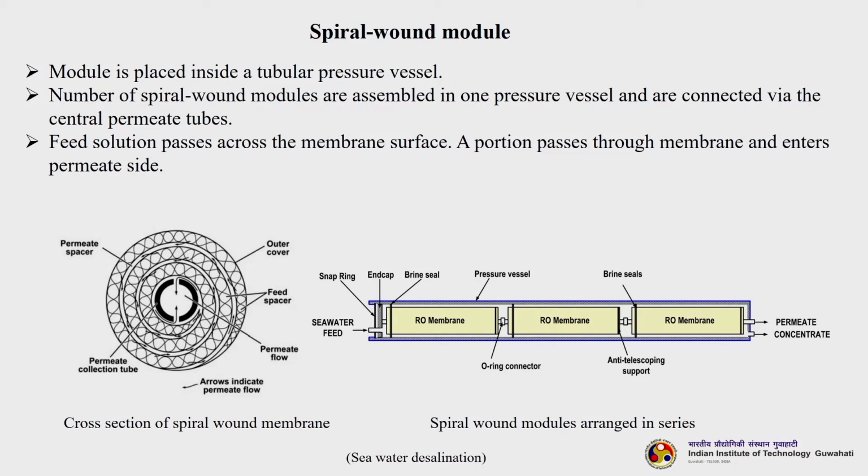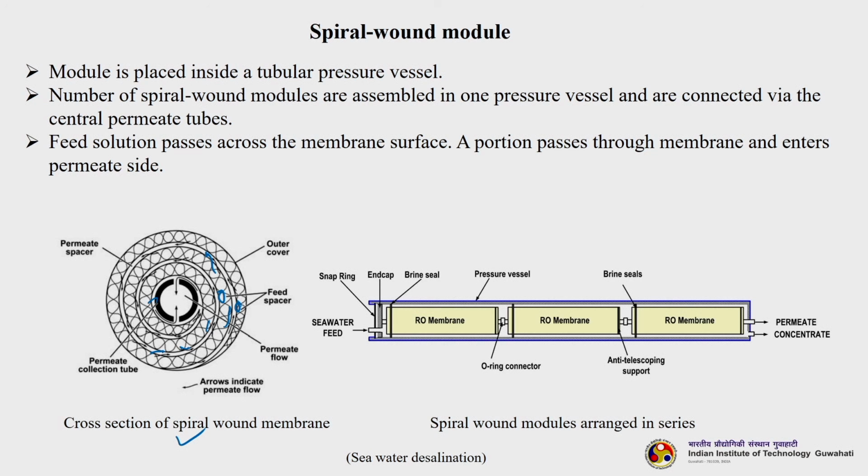The module is usually placed inside a tubular pressure vessel. A number of spiral wound modules are assembled in one pressure vessel and are collected via the central permeate tubes. The fluid solution passes across the membrane surface, and a portion passes through the membrane and enters the permeate side. This is the cross section of the spiral wound membrane. The arrows indicate the permeate flow. You can see how the permeate is getting collected. These are the feed spacers, and this is the permeate collecting tube.